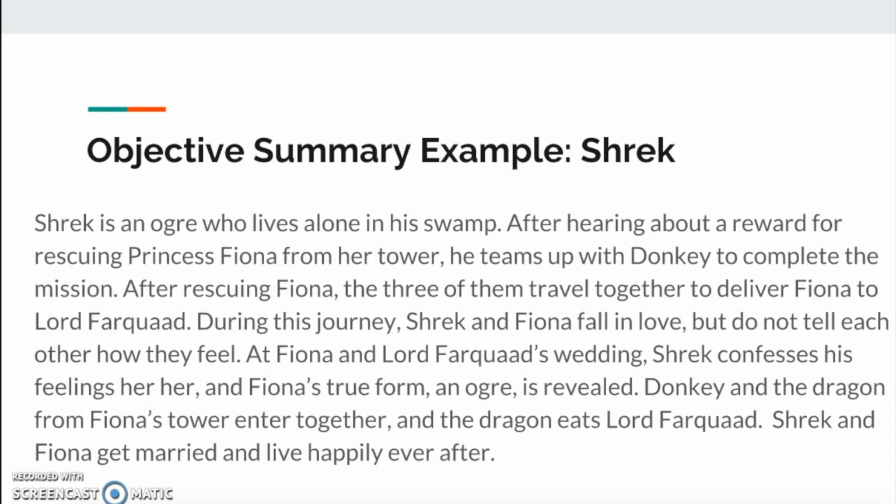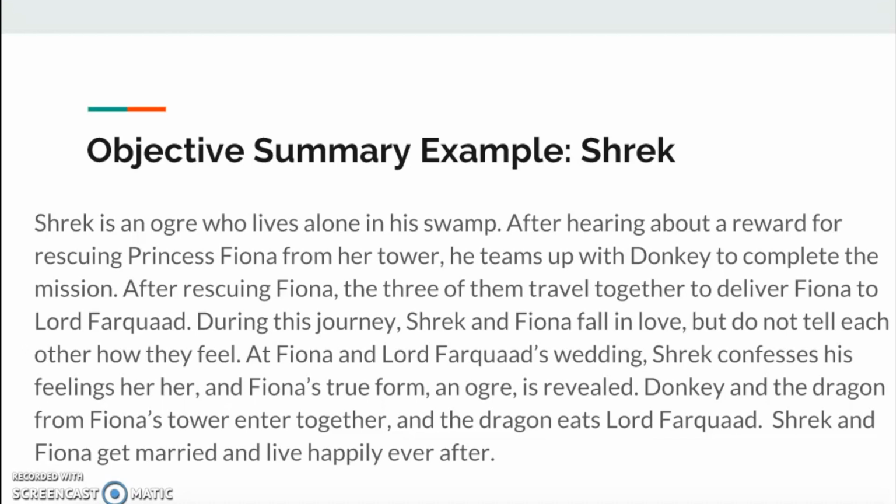So if I was going to write an objective summary of the movie Shrek, I might write something like this. Shrek is an ogre who lives alone in his swamp. After hearing about a reward for rescuing Princess Fiona from her tower, he teams up with Donkey to complete the mission. After rescuing Fiona, the three of them travel together to deliver Fiona to Lord Farquaad. During this journey, Shrek and Fiona fall in love, but do not tell each other how they feel.